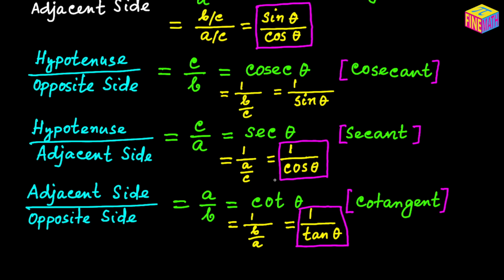Now all these reciprocal ratios, like cosec theta is equal to 1 divided by sin theta, sec theta is equal to 1 divided by cos theta, and cot theta is equal to 1 divided by tan theta, these relationships are called reciprocal identities. These are nothing but the reciprocal identities. So let me quickly summarize this.